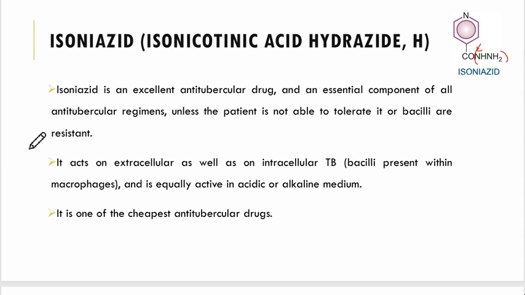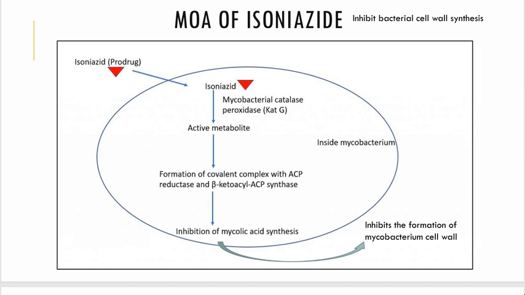So generally you all can write this if the answer comes about isoniazid. It is generally an excellent antitubercular first line oral drug and it is one of the cheapest drugs. It acts on extracellular as well as intracellular TB, wherein the bacilli is present within the macrophages, and is equally active in any of the medium, that is maybe acidic or alkaline. So this is generally the mechanism of isoniazid.